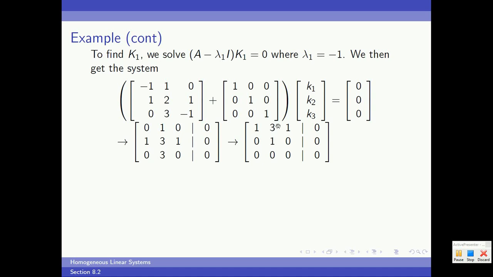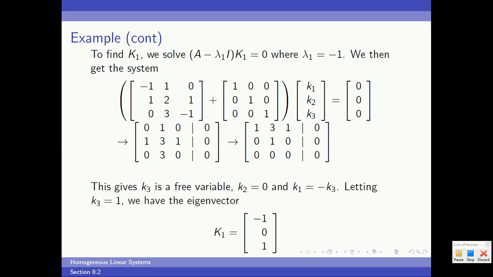-3 times this row and add it to this one. So if I do this, I can simplify even farther. So that would give me a 1, 0, 1, 0 here. So I get that K3 is my free variable. K2 has to be equal to 0, and I have K1. I can simplify this to be 0. So I have K1 plus K3 equals 0, or K1 is negative K3. I don't want to choose that free variable to be 0 because I want a non-zero eigenvector. So I let it be 1. So my K1 is -1, my K2 was 0, and my K3 I had let be 1. So this is my eigenvector.